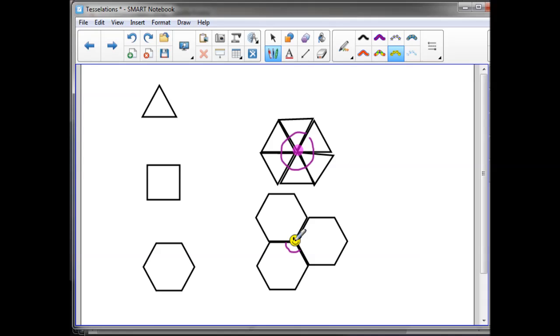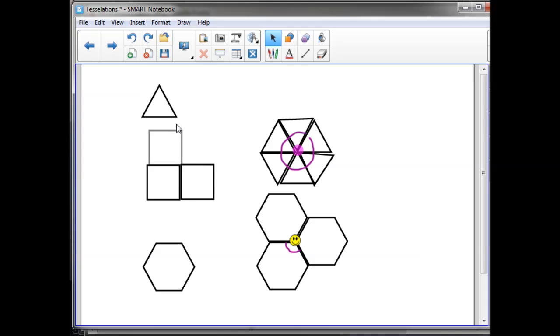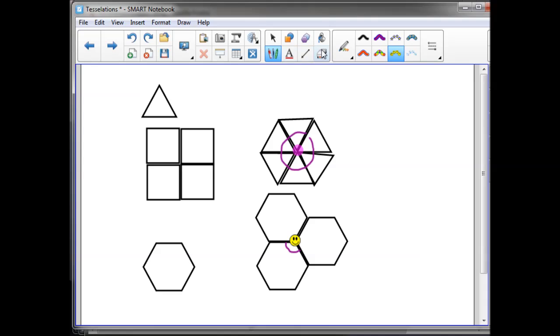Common vertex, right? But what's so powerful about the regular triangle, the regular quadrilateral, the regular hexagon is those interior angles being factors of 360, 90, 90, 90. They come together to make that 360 at that common vertex. Common vertex meaning right there where the Mr. Happy smiley face is. So think about this. These three shapes, right? Equilateral triangle, regular quadrilateral, regular hexagon.